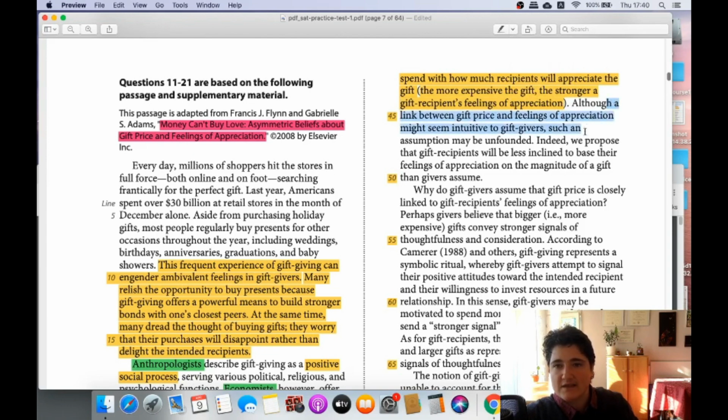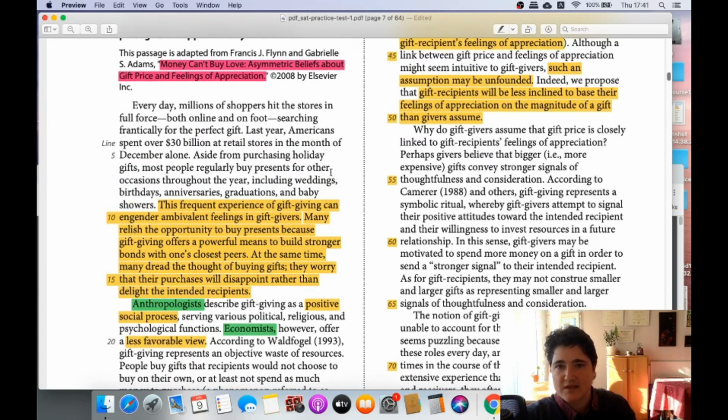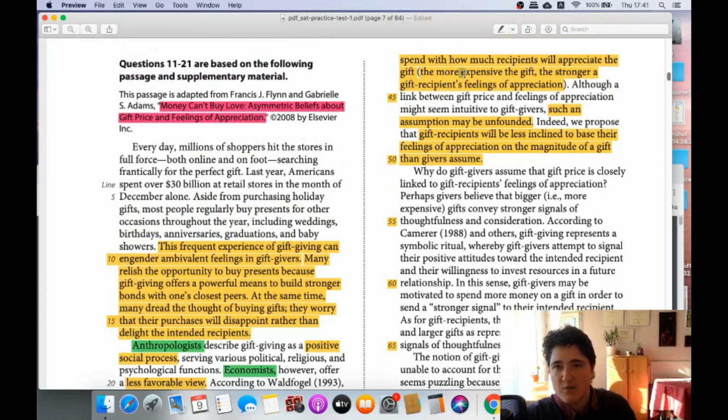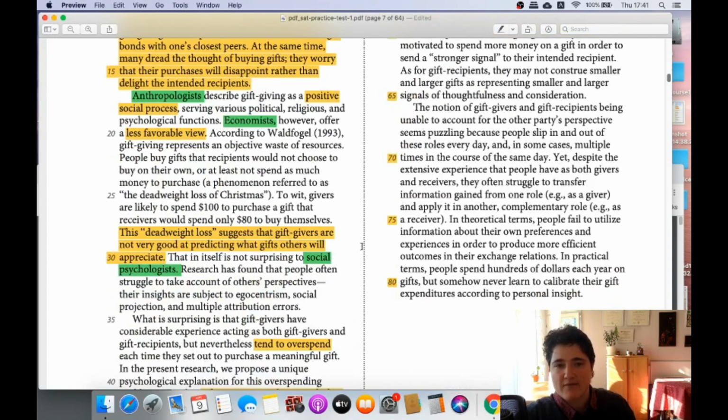And then the author says, such an assumption, however, may be unfounded. Indeed, gift receivers don't think so. They're less inclined to base their feelings of appreciation on how expensive the gift is. And this is why gift givers are not good at predicting, because they think the more expensive the gift, the stronger the appreciation, but that's not true. And so you continue like this, paragraph by paragraph.